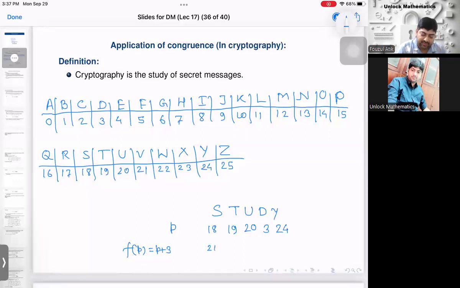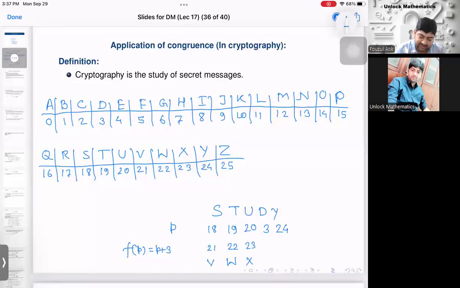Then 19. So for 21, what is the number? It is V. Then for 19, it is 19 plus 3, 22. What is the number for 22? So this is 22. The number for 22 is W. Then 20, 23, this number, I'm adding it at 23. The alphabet for 23 is X.